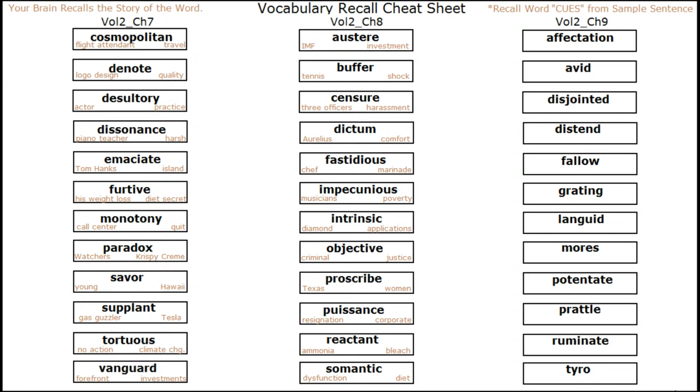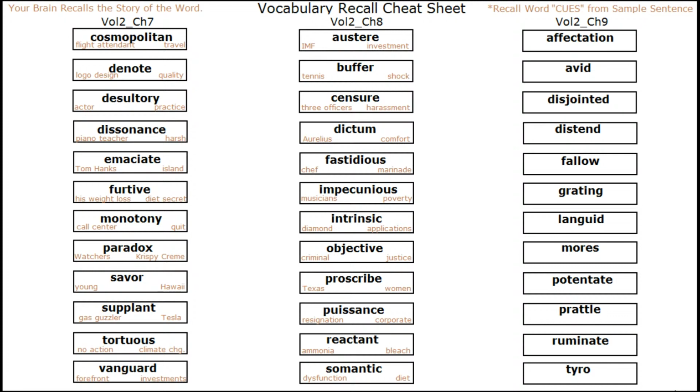Let's see, semantic dysfunction and diet, that had to do with bodily. That was a bodily. And then we can quickly go back to the word censure, which is three officers, harassment. That triggers recall of the sample sentence that had to do with three police officers being censured, basically restricted of their duties as a result of sexual harassment charges.